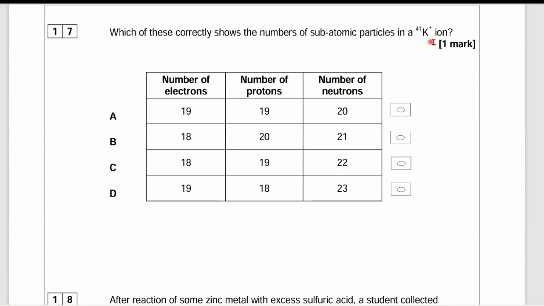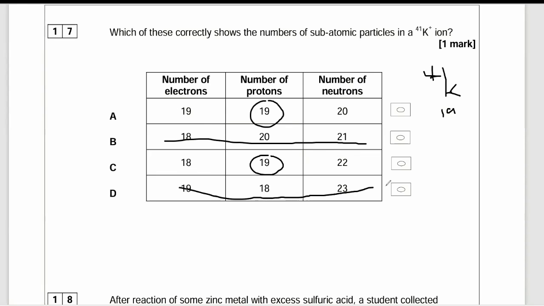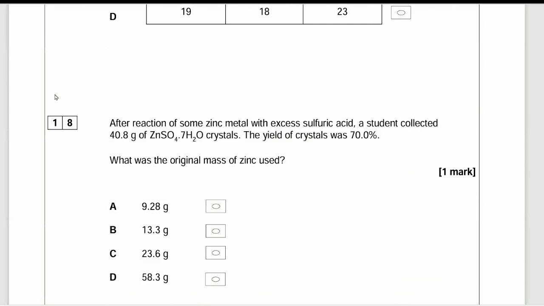Which of these correctly shows the numbers of subatomic particles in a 41 K plus ion? That's a potassium ion. It's an isotope, so we can see it's got 41 and 19. However, it's a positive ion, so we're looking at 18 electrons. We're looking at 19 protons, otherwise it's no longer potassium, and it must have 22 neutrons to have a mass of 41. 22 plus 19 is 41. So the answer is C. That one was nice and easy.